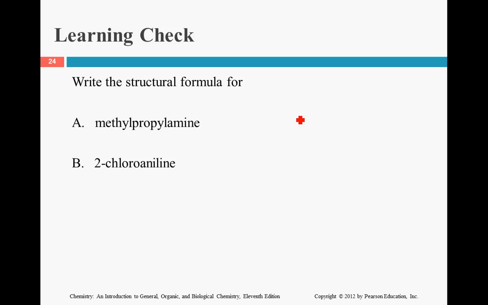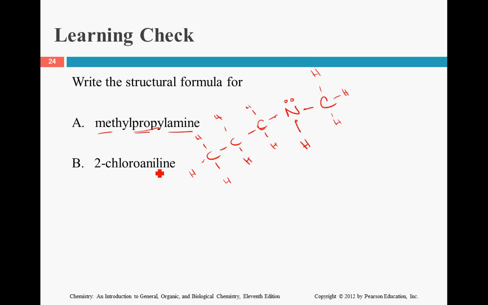Alright, so let's write the structural formula for methylpropylamine. So that means amine means that we have nitrogen in the center. Methyl means that there's only one carbon, so these are hydrogens. And propyl means that there's 3 carbons. We had to fill in the hydrogens. 1, 2, 3, 4. 1, 2, 3, 4. And then the last one gets 3 more hydrogens. There's an empty spot here, so that's automatically a hydrogen.